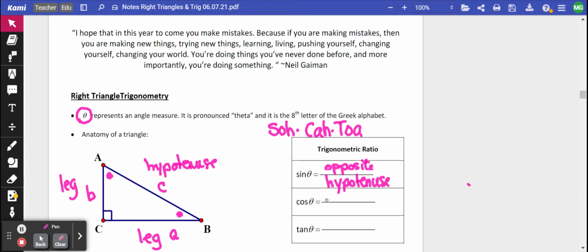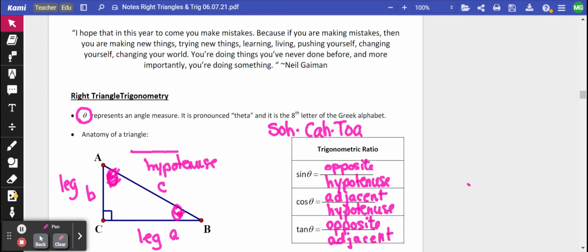The cosine of an angle is equal to the length of the adjacent side, divided by the hypotenuse. And the tangent of an angle is equal to the length of the opposite side, divided by the adjacent. And these sides are all going to be labeled based on whether we say angle A is theta or angle B is theta. Now, no matter what, when we're labeling our triangles, the hypotenuse is the hypotenuse.